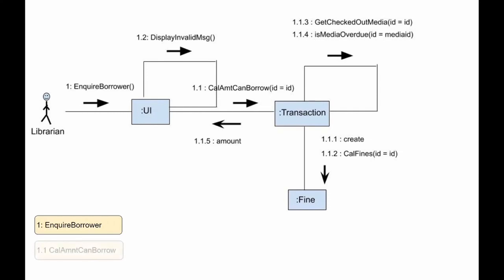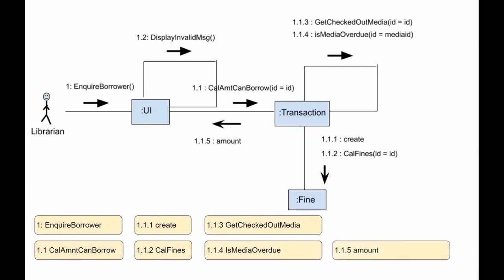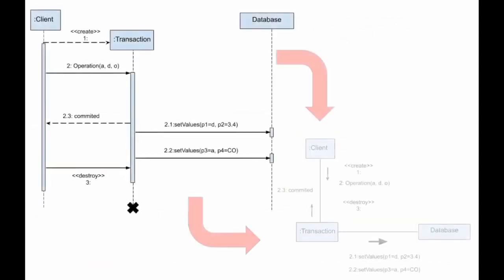For example, the message calcAMT can borrow, that is, calculate for how long the book can be borrowed, is the first nested message in the inquire borrower, literally request the details of a person who borrows, and is given a serial number 1.1. The second nested message in inquire borrower is display invalid MSG, that is, display an error message, therefore is given a sequence number 1.2.